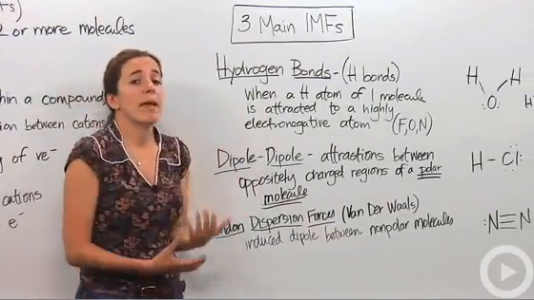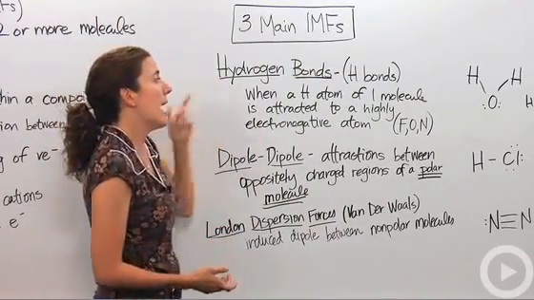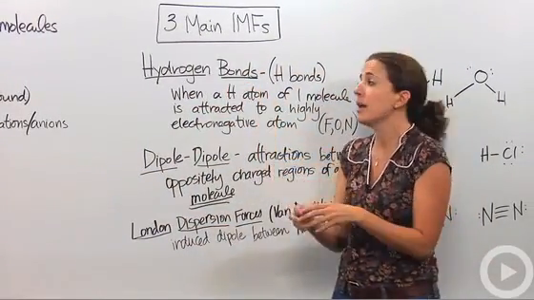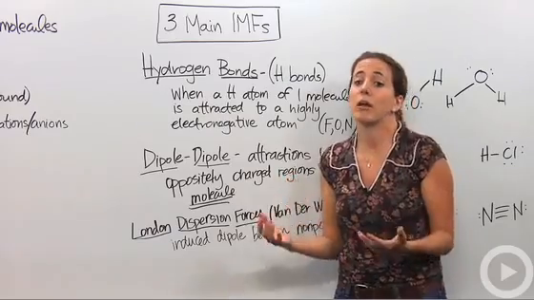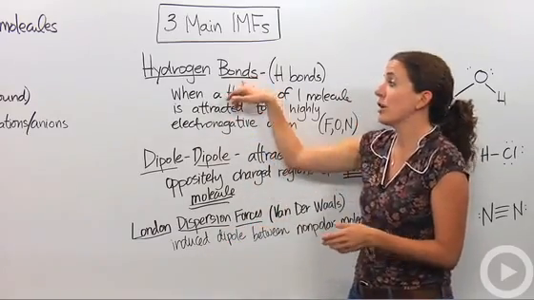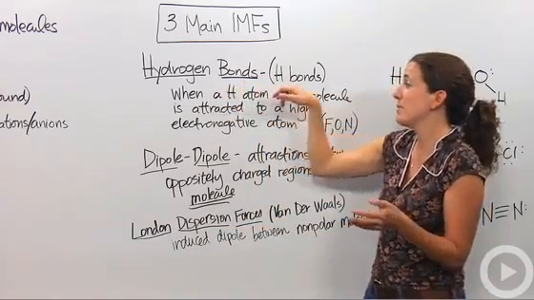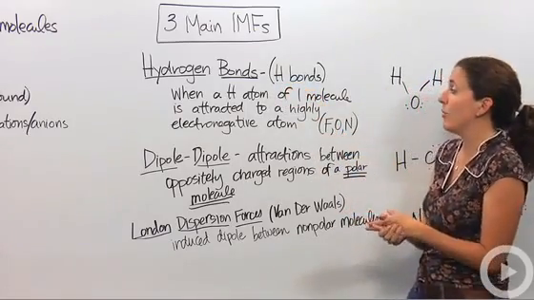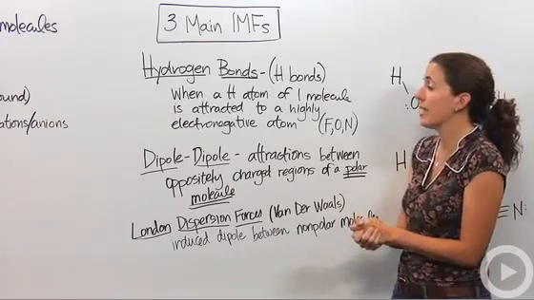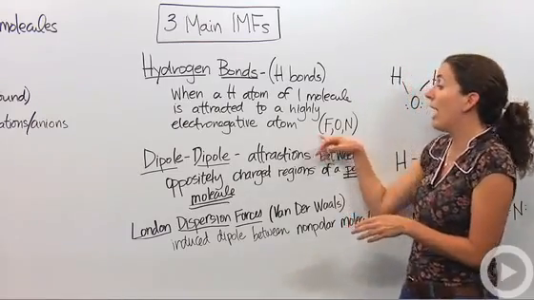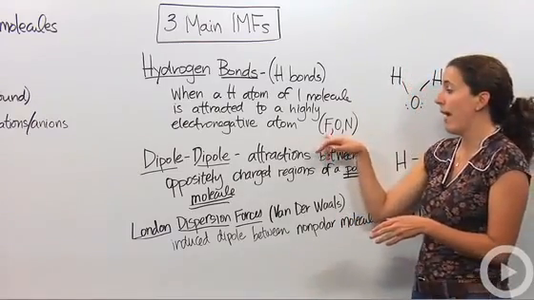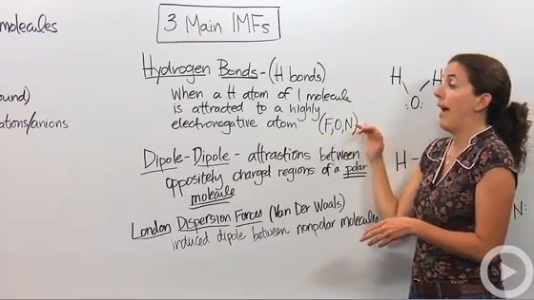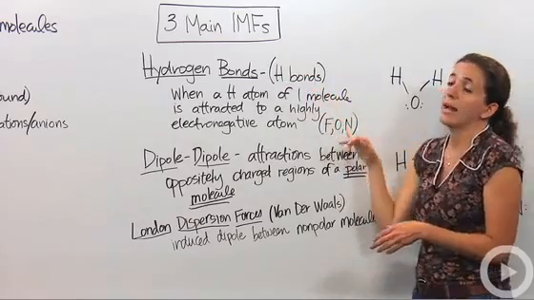There are three main IMFs. The first one is called hydrogen bonds. This is deceiving because hydrogen bonds are not really bonds. They're called bonds because they're very strong in comparison to the rest of them. You might have seen them called H bonds. They occur when a hydrogen atom of one molecule is attracted to a highly electronegative atom of another molecule. The highly electronegative atoms I'm talking about are fluorine, oxygen, and nitrogen. These are the only ones that a hydrogen can be bonded to make hydrogen bonding.